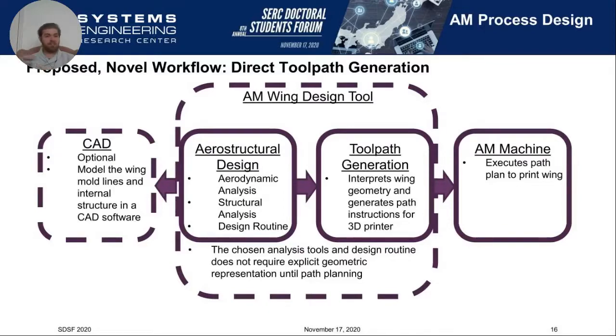If I do some clever coding, the first time I ever represent my geometry can be in the form of my G code or the instructions for my 3D printer. So direct toolpath generation, as I'm calling it, is coming up with your design using whatever design math you choose, and then outputting that directly as your instructions to your 3D printer or additive manufacturing machine.